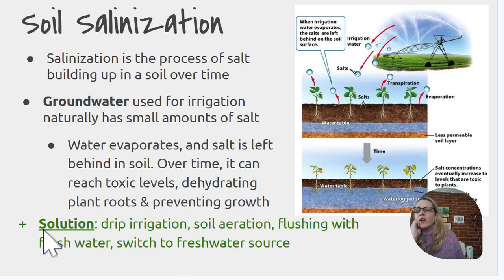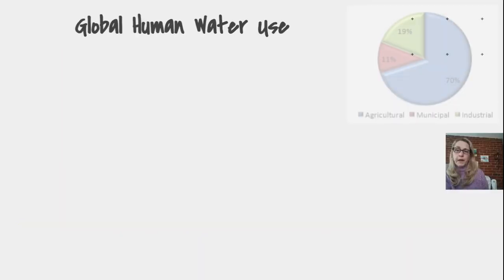We'll do a whole investigation on this. So what are some of the solutions? Again, drip irrigation, soil aeration. If you flush it, if you spray the field with water that you know is truly, truly fresh water that isn't going to leave behind that mineral content, that can also help get rid of the problem. But this is a big problem in a lot of places around the world, soil salinization.